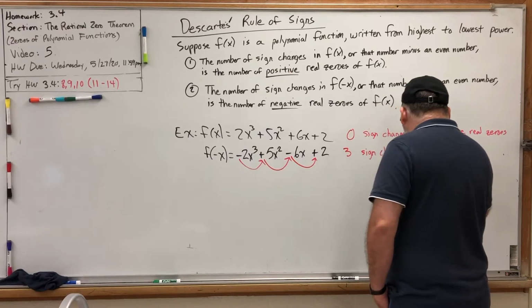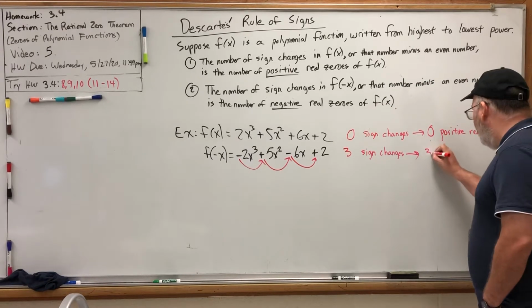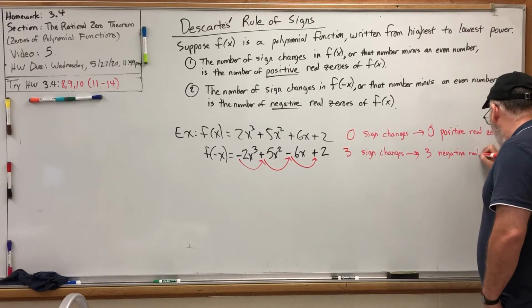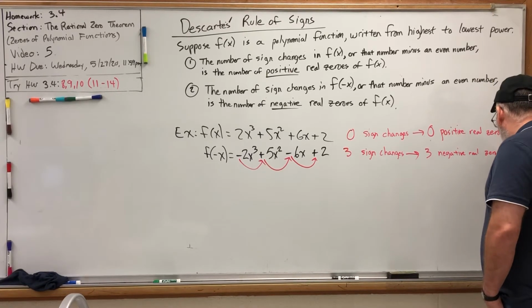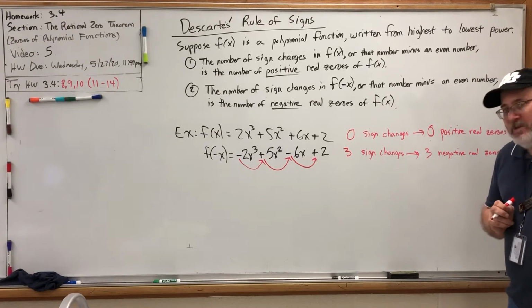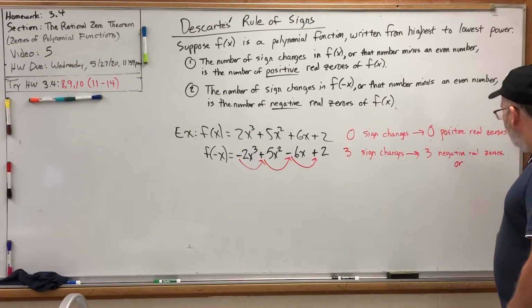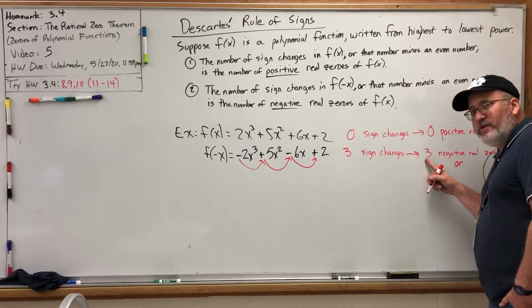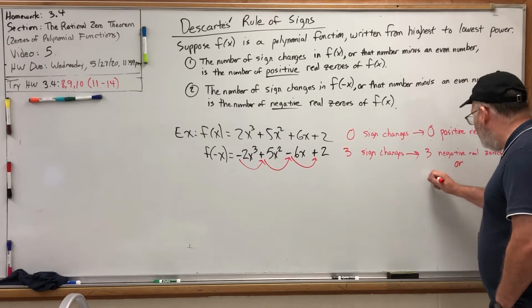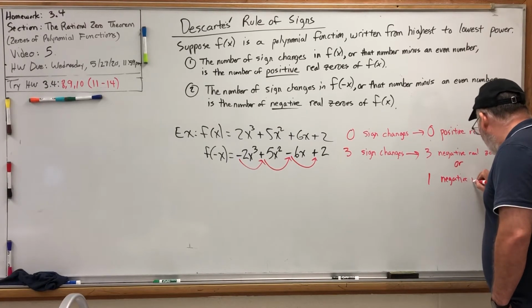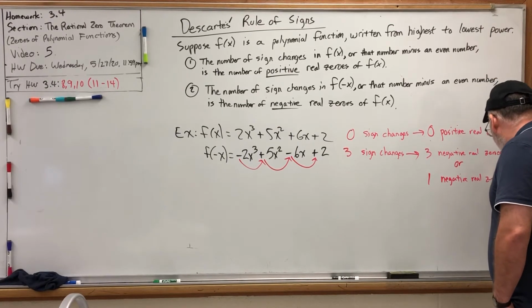And what does that mean? That means that there are 3 negative real zeros, but that number is large enough that we can subtract an even number from it, and the only even number we can subtract from this and keep it positive is 2. 3 minus 2 is 1 negative real 0.